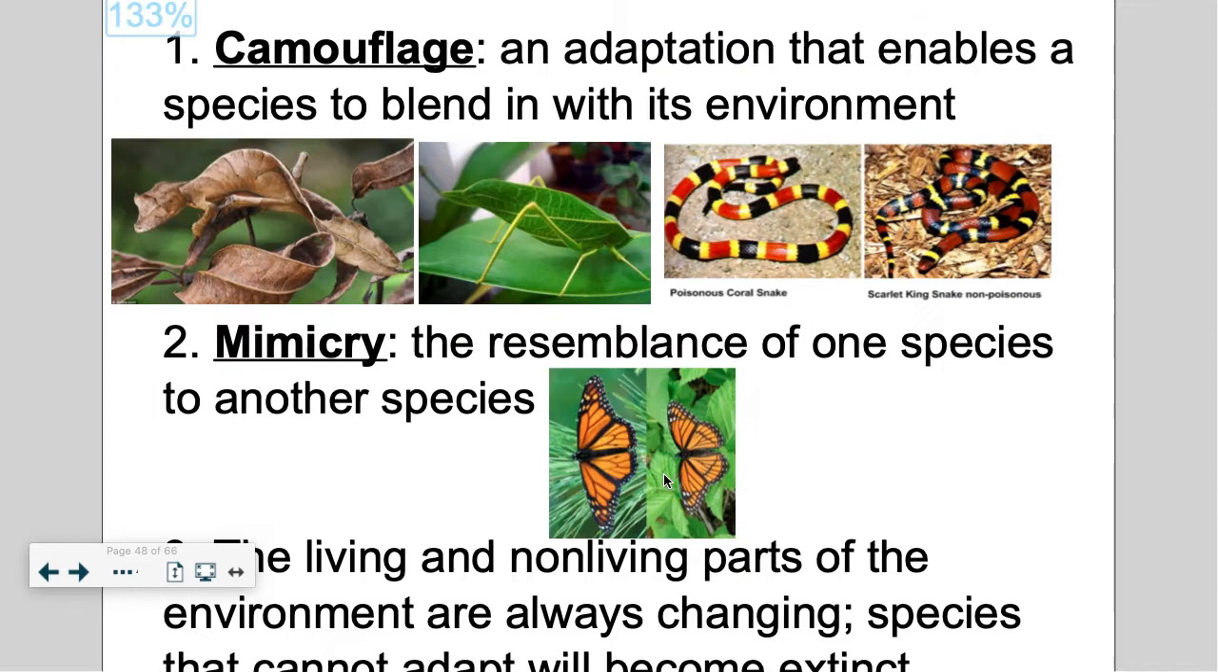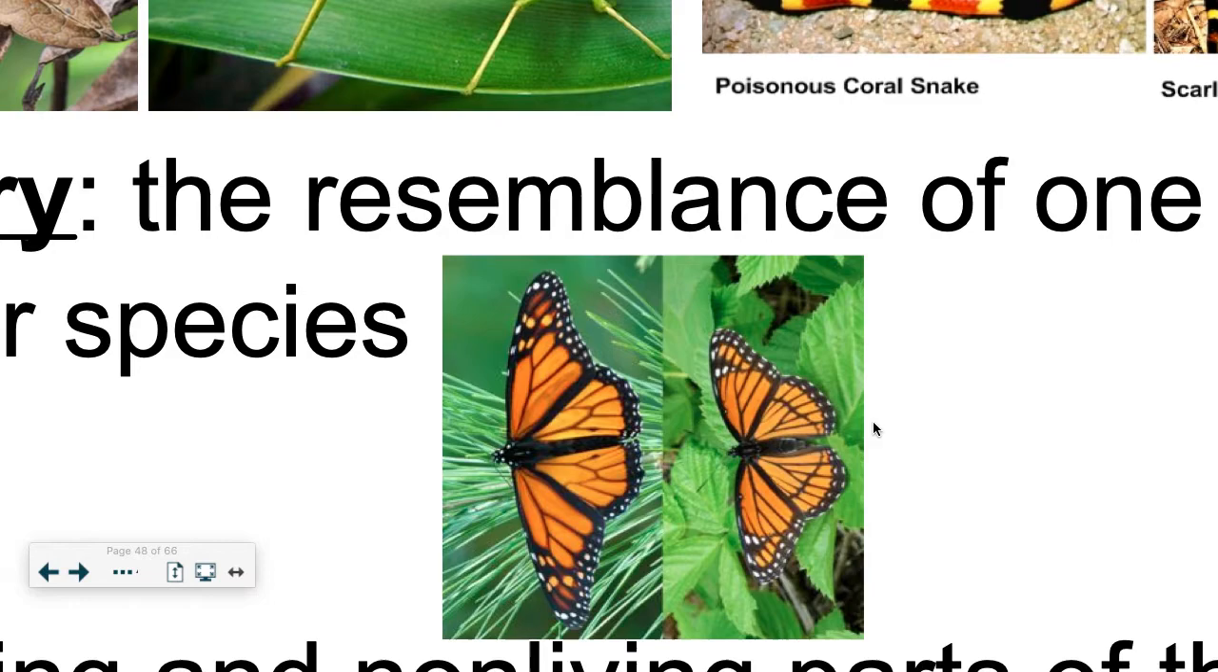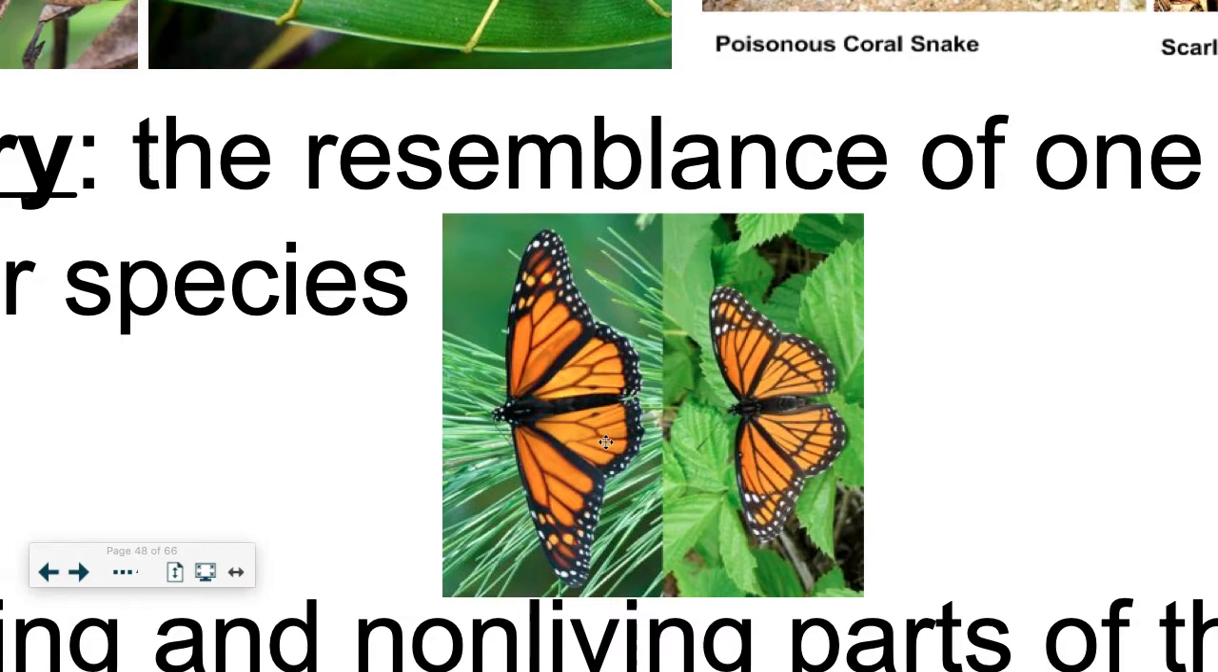We're just going to zoom in on this monarch butterfly and this viceroy butterfly here. Look at those butterflies. They're so pretty. So the one on the left hand side here is the actual monarch, and the one on the right hand side is the imposter. Kind of sus.